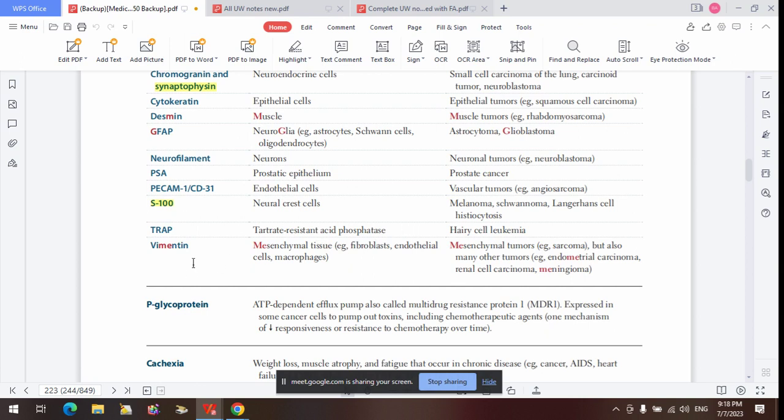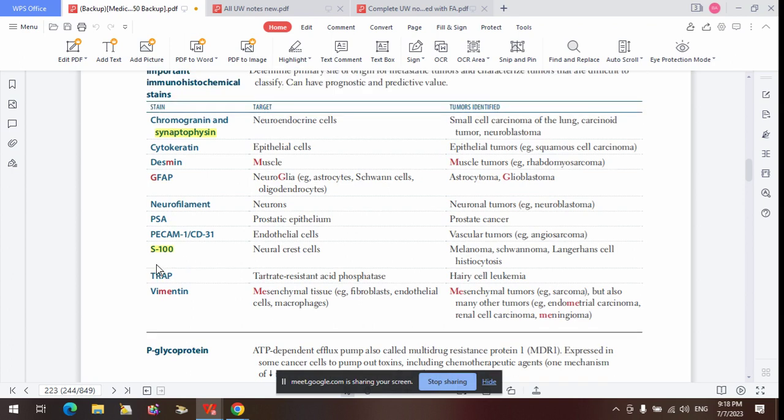Then vimentin is for mesenchymal tissues, like endometrial tissue and meningioma. This one is not high yield; it's not likely they'll ask us vimentin. But most importantly, we can pay attention to TRAP, S100, GFAP, desmin, and chromogranin. Desmin is very high yield. They can ask us desmin. Yes, very, very high yield. From experience, desmin can come.